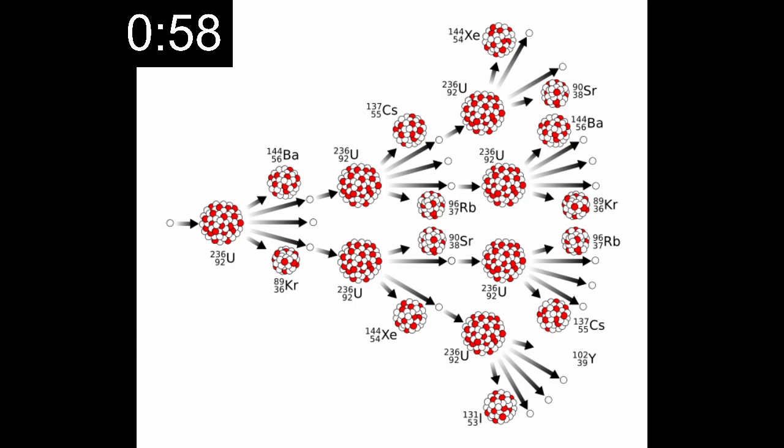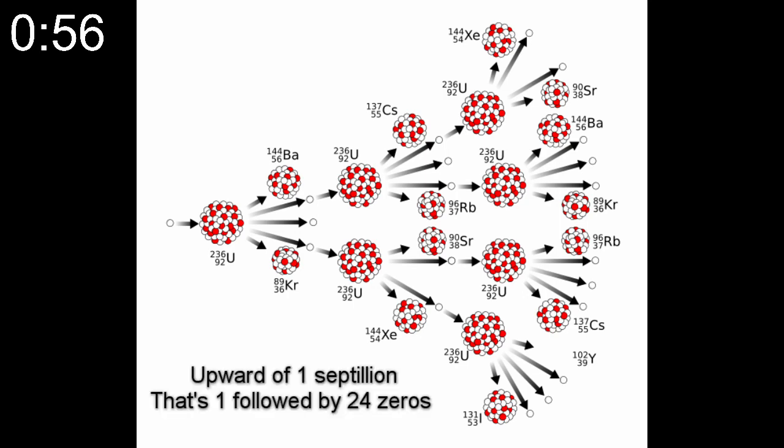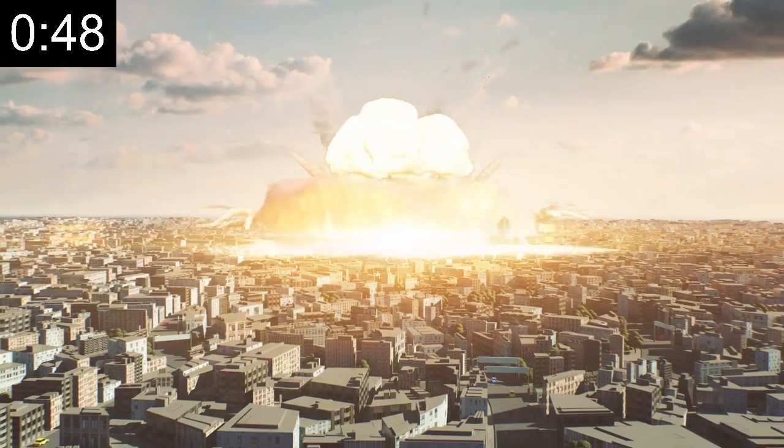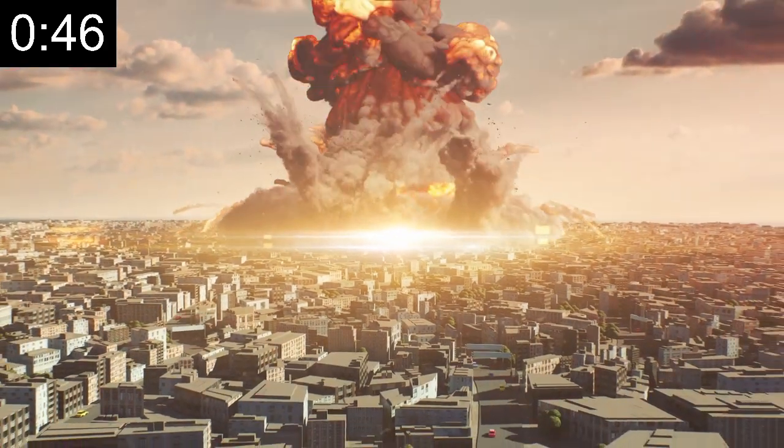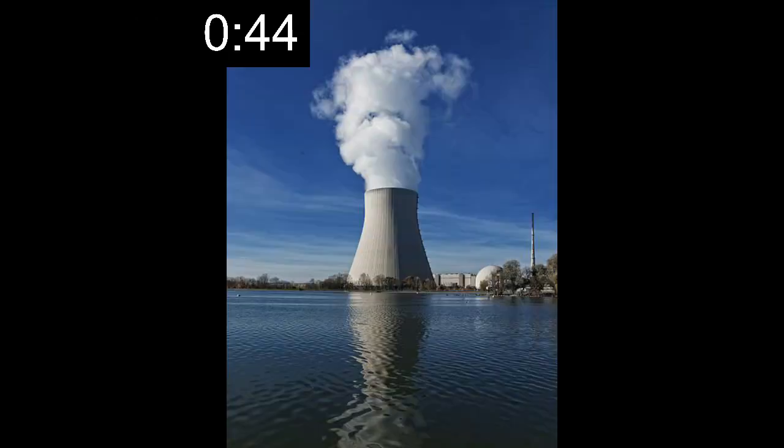This chain reaction can be repeated many, many times, releasing incredible amounts of energy. If uncontrolled, this energy release can result in a tremendous explosion. If controlled, it can be used as fuel for nuclear reactors.